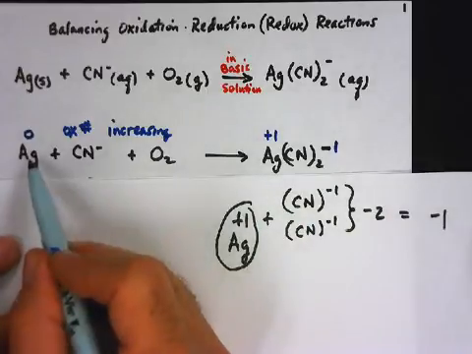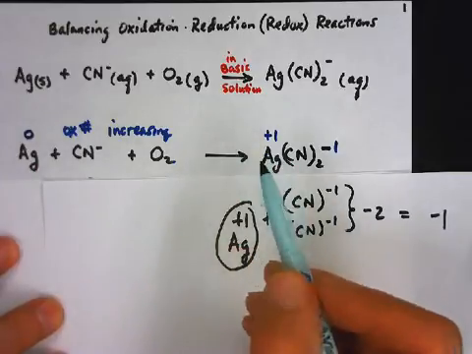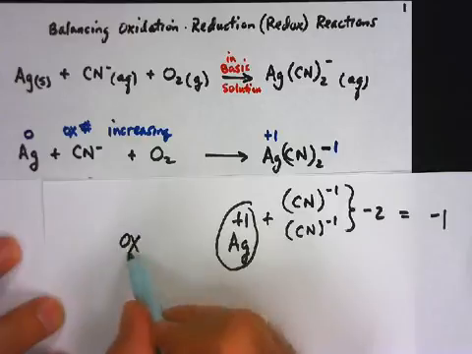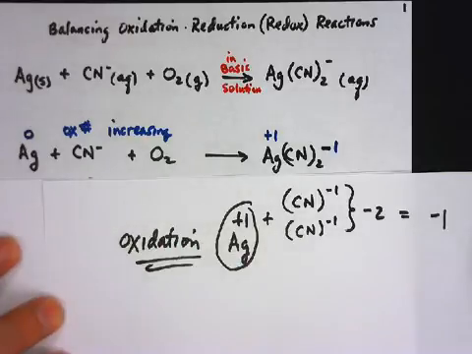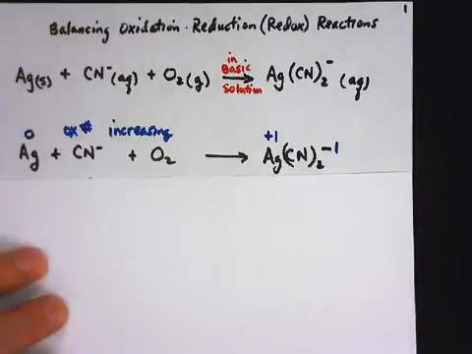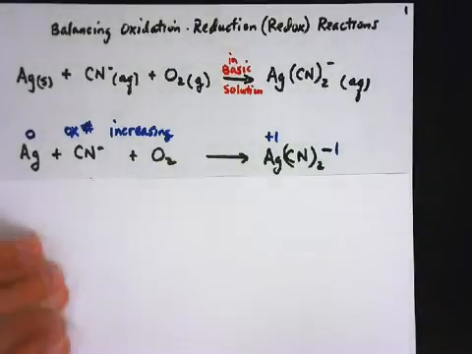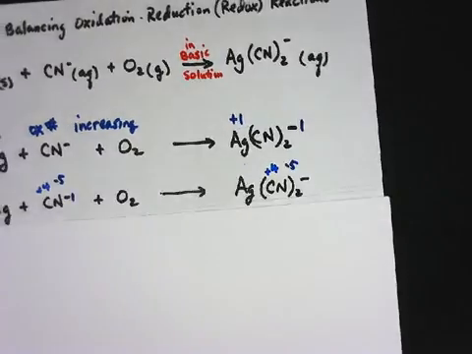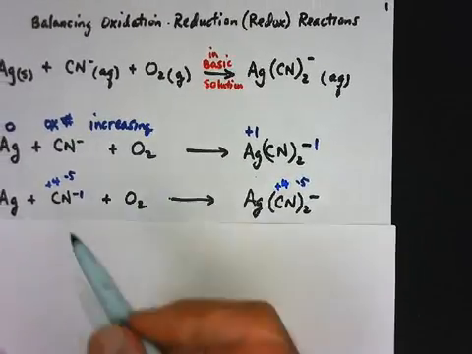On the left-hand side, it's a 0. The oxidation number increased, therefore silver is being oxidized. It's undergoing oxidation. So that must mean that either the cyanide ion or the oxygen is being reduced. We'll check out the cyanide.